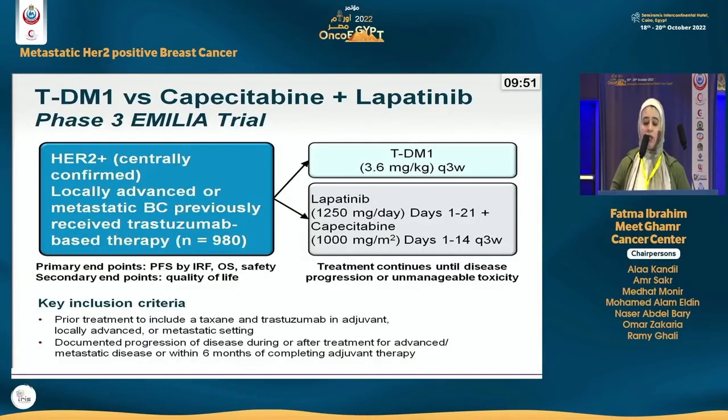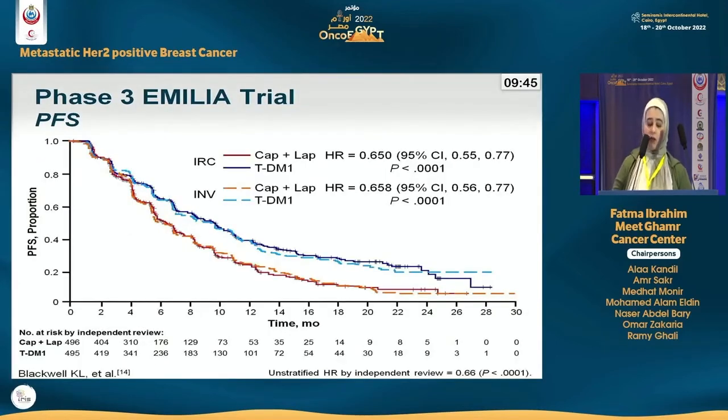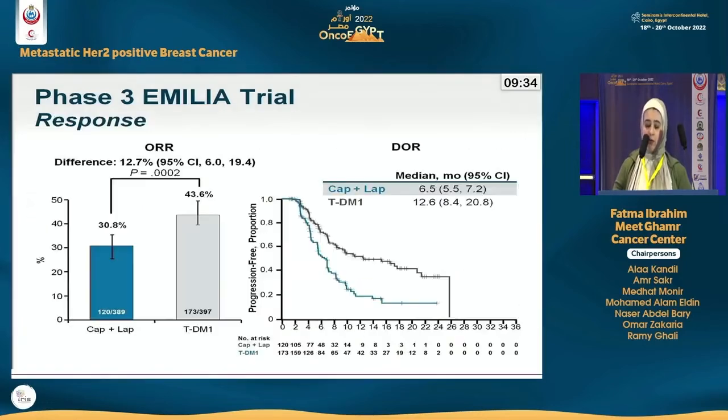TDM1 versus capecitabine plus lapatinib in the phase 3 EMILIA trial. We can see significant improvement in progression-free survival with hazard ratio of 0.6, meaning 40% lower risk of disease progression, and this difference was statistically significant. Response rate was higher in the TDM1 arm, about 43.6% in comparison to capecitabine plus lapatinib.